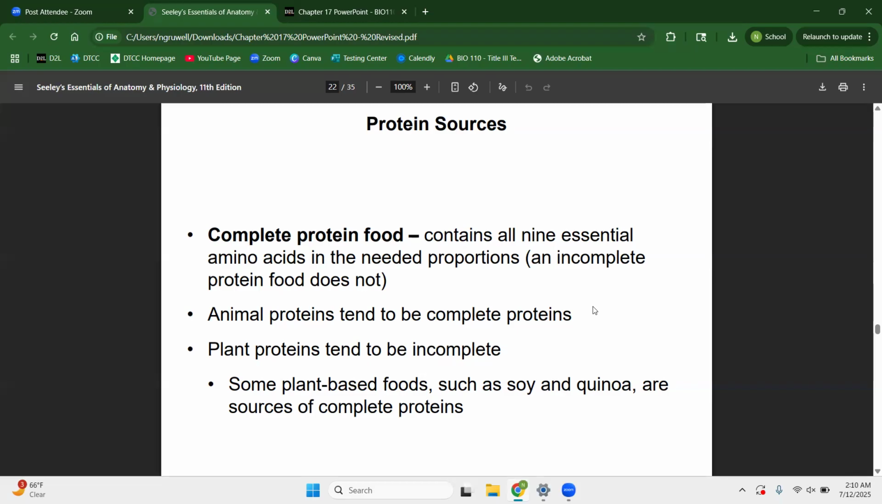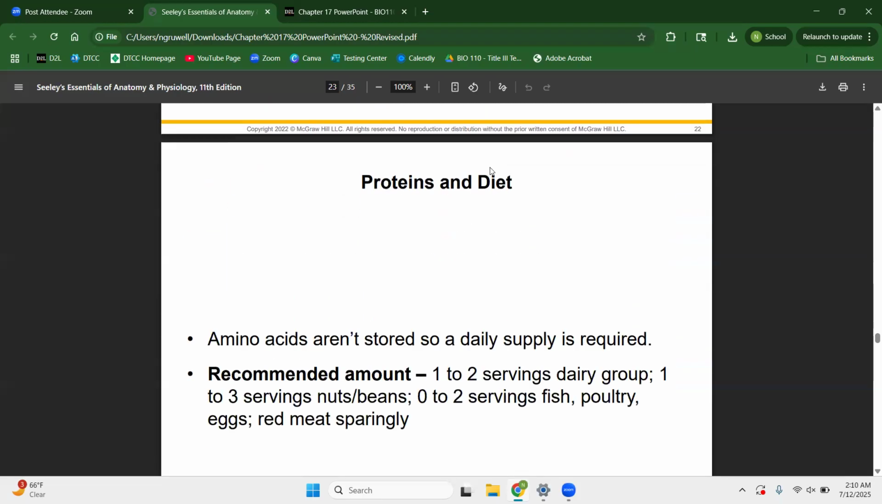There are plant proteins that are complete, like some soy-based products, and quinoa is another example of a plant-based complete protein. But most of the time, our plant proteins are incomplete. So someone that's vegan or vegetarian has to be a little more careful about the protein sources they're choosing to make sure they're getting all of those essential amino acids.